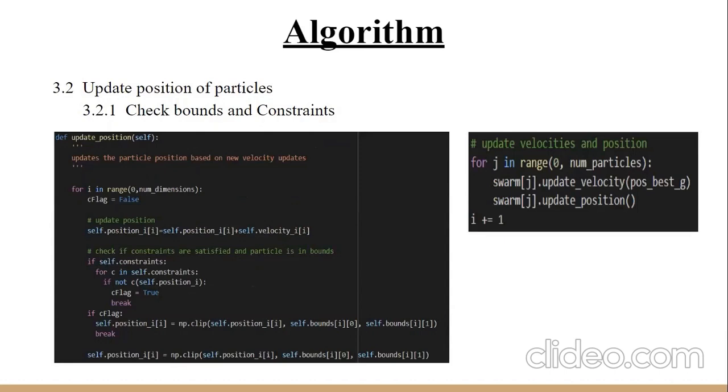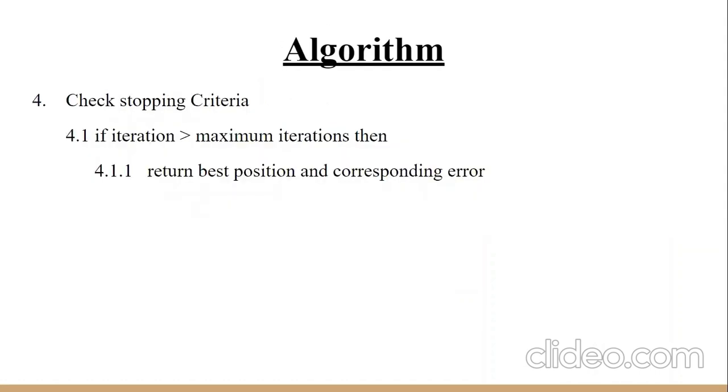After updating the velocity, we also update the position of the particle. Once we have calculated the velocity, we update its position, and after updating the position, we also check if the constraints are satisfied by the particle. If the constraints are not satisfied, then we don't move the particle, and we also check if it's going out of bound or not. If it's going out of bound, then we clip it according to the given bounds, and we do this for each of the particles.